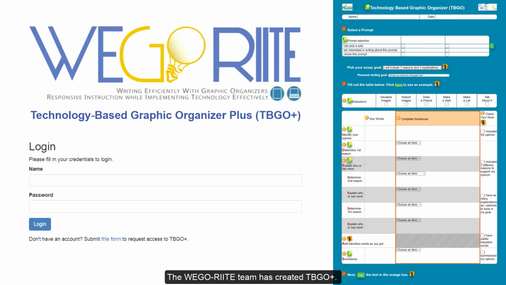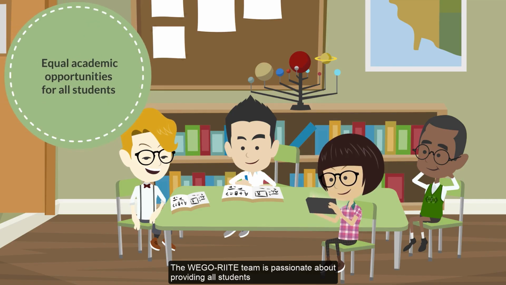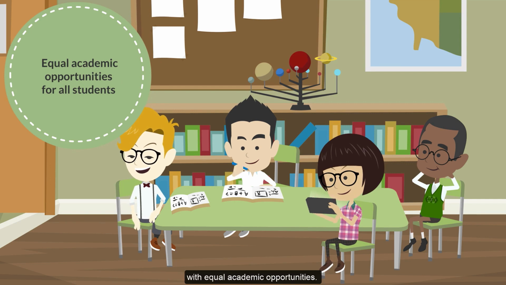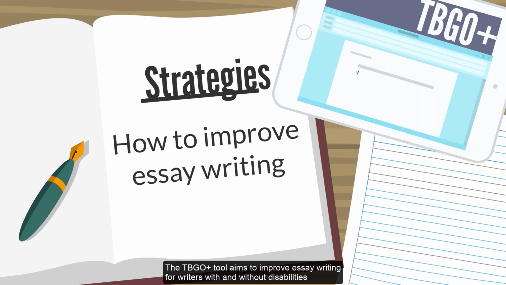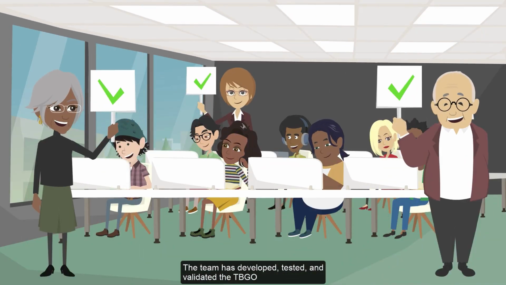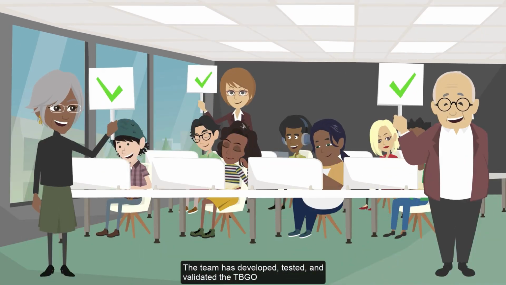The WeGoWrite team has created TBGO+. The WeGoWrite team is passionate about providing all students with equal academic opportunities. The TBGO Plus tool aims to improve essay writing for writers with and without disabilities who are challenged to compose a cohesive and logical paragraph or multi-paragraph essay. The team has developed, tested, and validated the TBGO with successful implementation in 3rd to 12th grades.